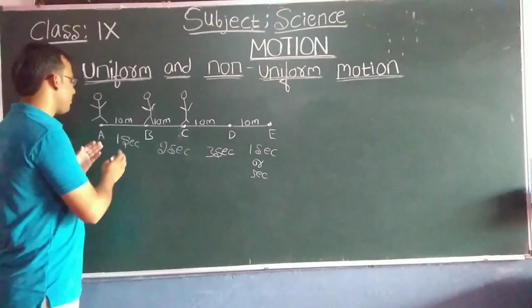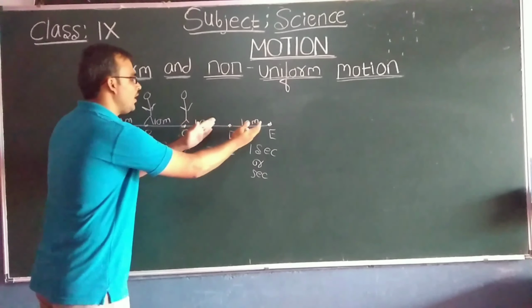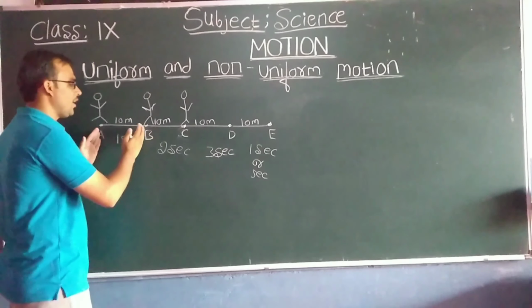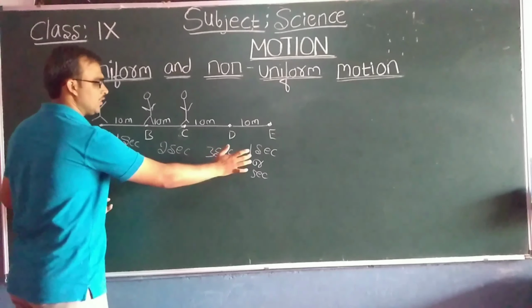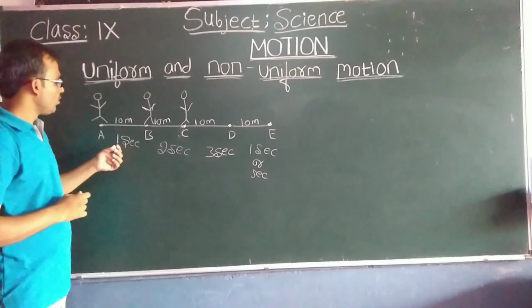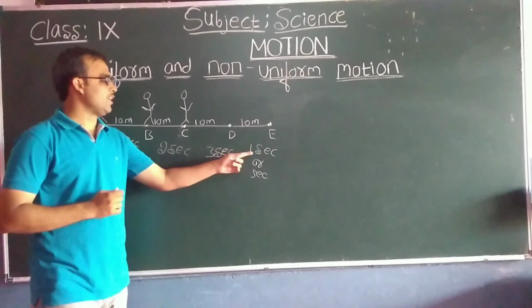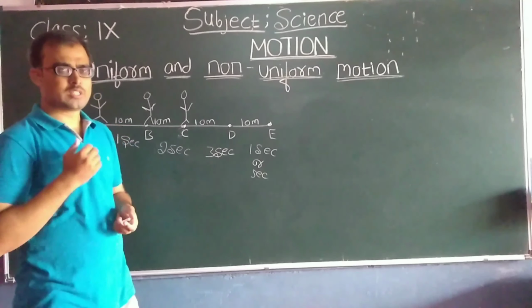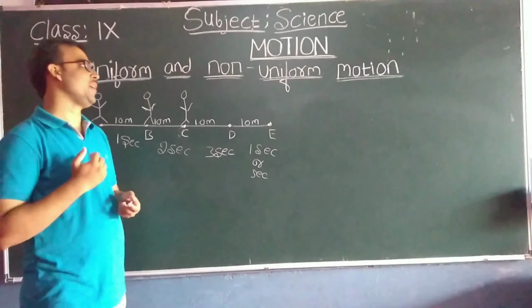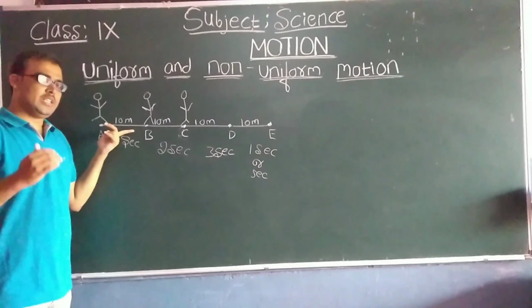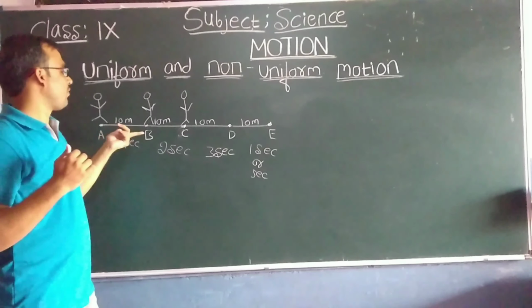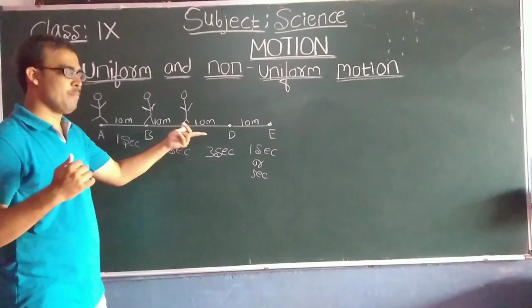So look at here, students. He is covering equal distance in unequal time intervals. This kind of motion or movement is known as non-uniform motion. Why? Because he is taking different amounts of time to cover the same distance.